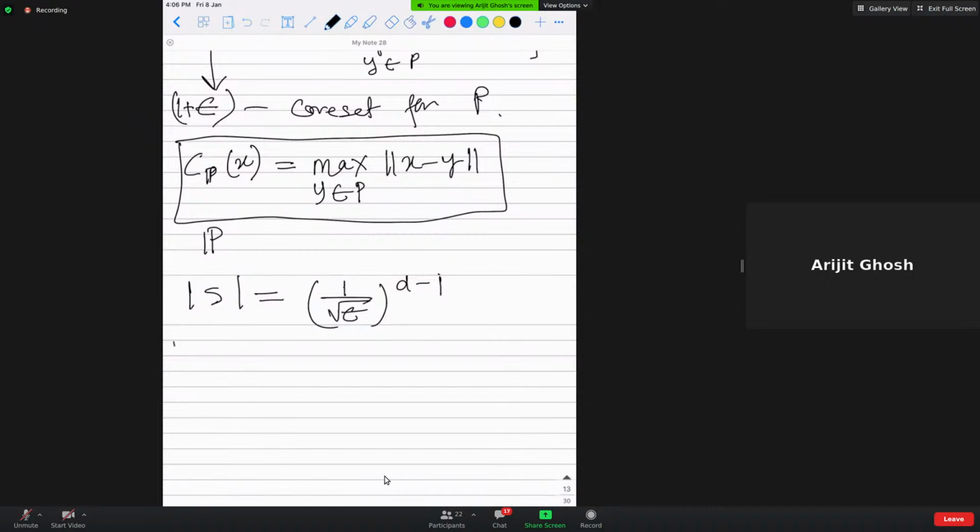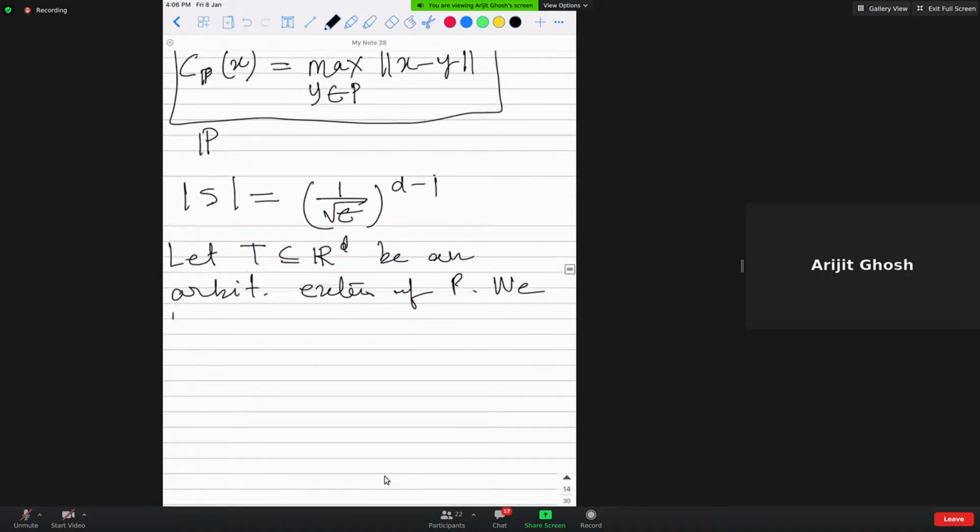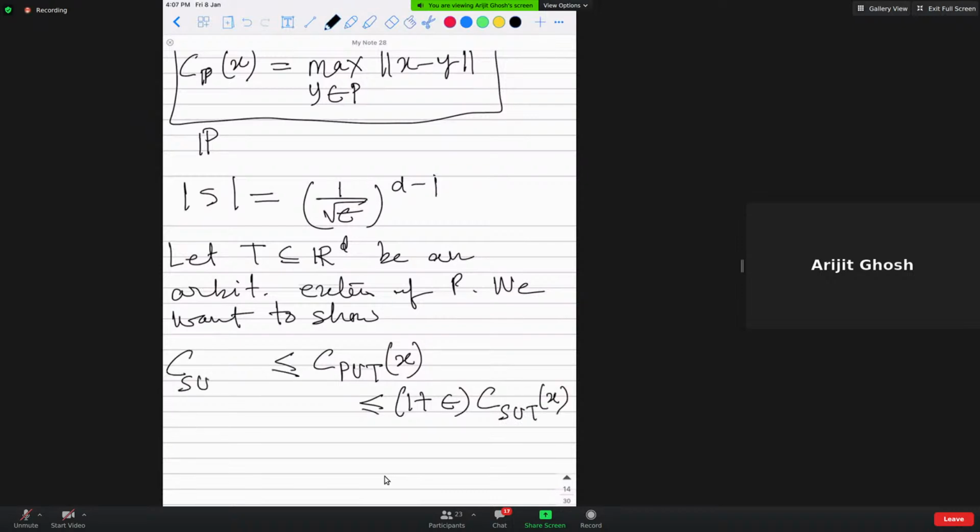So let me write it. Let T subset of R^d be an arbitrary extension of P. Then what we want to show is that C_{P union T}(x) is less than or equal to (1 plus epsilon) C_{S union T}(x), which is greater than or equal to C_{S union T}(x).